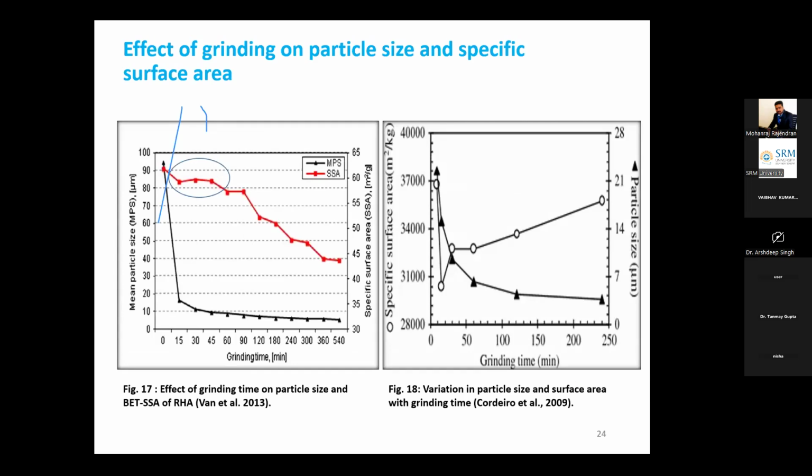Then further, the effect of grinding on particle size and specific surface area. This is valid for all other types of agro waste ashes, like sugarcane bagasse ash: the more we grind, the more the fineness. The specific surface area may increase or decrease because it has a porous microstructure. The pores are going to collapse, and further, as internal pores are also there, new pores are going to develop. So the surface area in most cases decreases with grinding, but it may increase also.